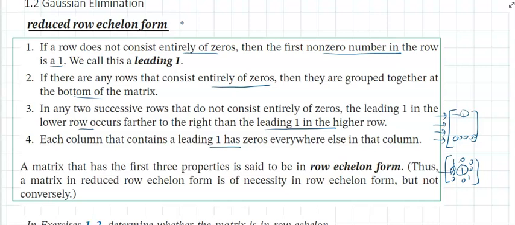Now, a matrix that has the first 3 properties is said to be in row echelon form. Thus, a matrix in reduced row echelon form is of necessity in row echelon form, but it does not work conversely. So, reduced row echelon form if you have all of these 4. If you have all 4, automatically you are in row echelon form. So, for row echelon form, the first 3 conditions must be satisfied. The last condition pretty much says each column that contains a 1 has zeros everywhere else in the column.